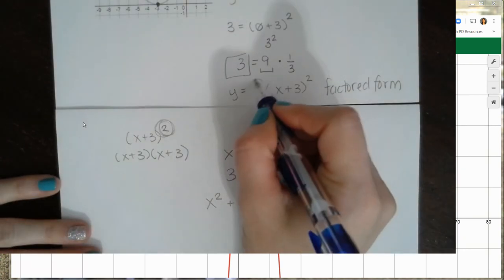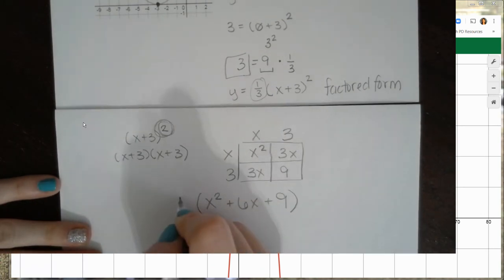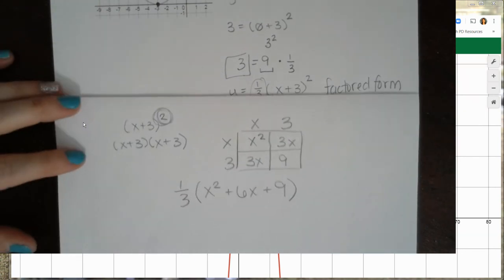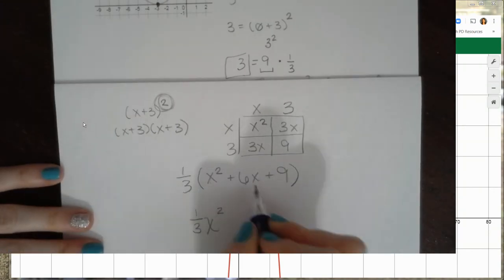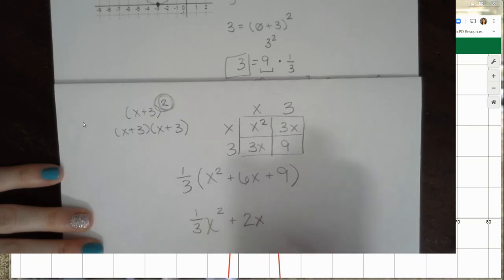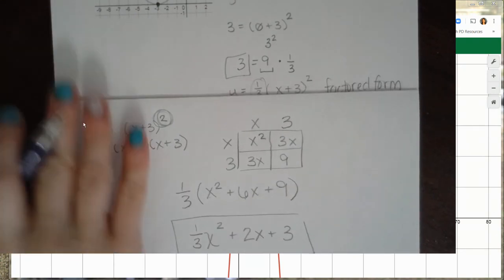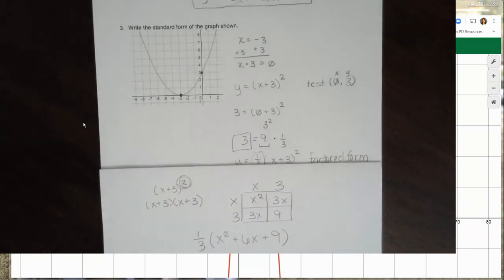However, I am missing this 1/3. So I need to multiply this whole thing by 1/3. And now I will get my standard form. So 1/3 times x squared just gives me 1/3 x squared. 1/3 times 6x, well, 1/3 of 6 is 2. And then 1/3 of 9 is 3. So this is my standard form that matches with this graph from above.